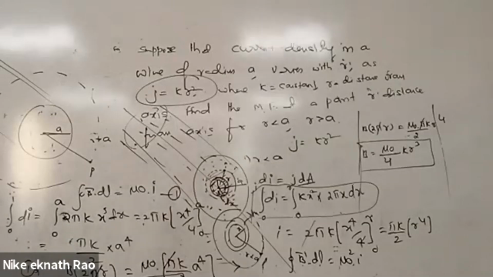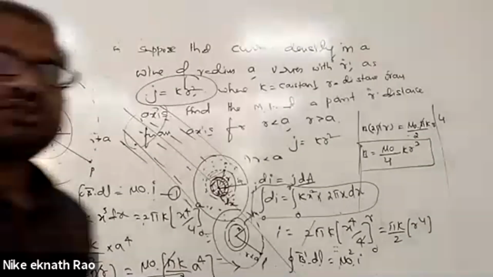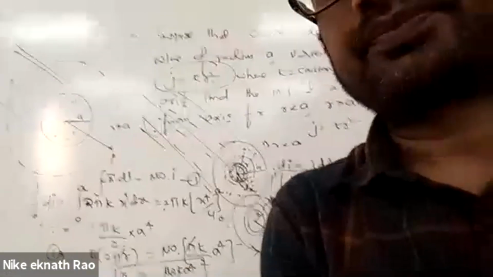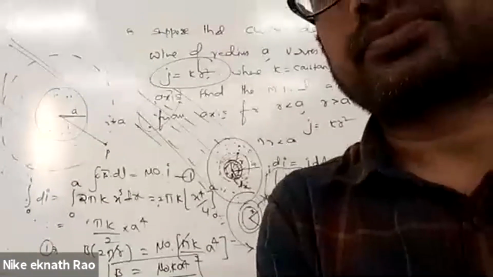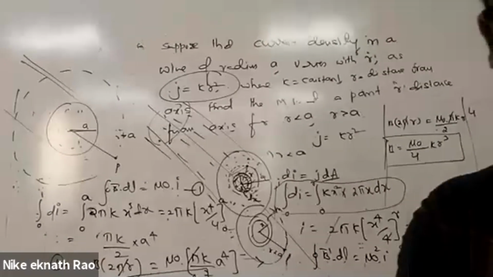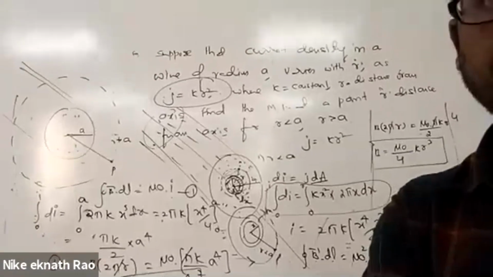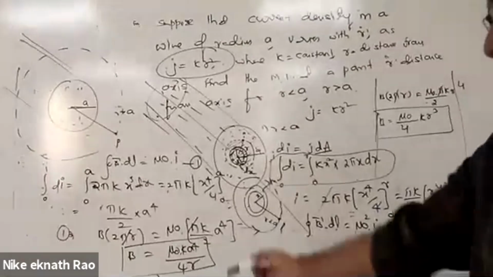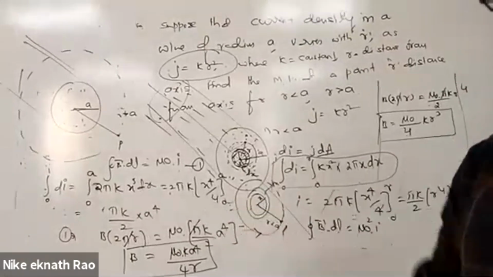Right, everyone? Sir, this is clear, everyone? What you have done is Amperian law. You can solve it. Last step you can see is simplification.